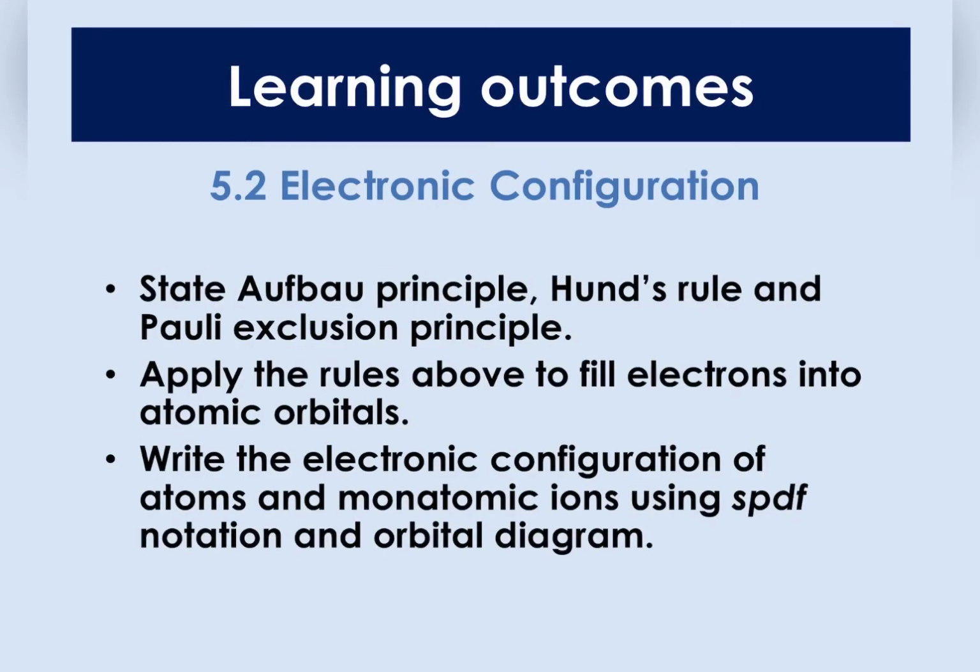So for this video, our learning outcomes is to state the Aufbau Principle, Hund's rule, and Pauli exclusion principle, and we have to apply these rules above in order to fill electrons into atomic orbitals that we've learned from previous part, subtopic 5.1. And the last one, this is the most important thing of this chapter. You have to know how to write the electronic configuration of atoms and monoatomic ions using either SPDF notation or orbital diagram. So let's get on with the electronic configuration.